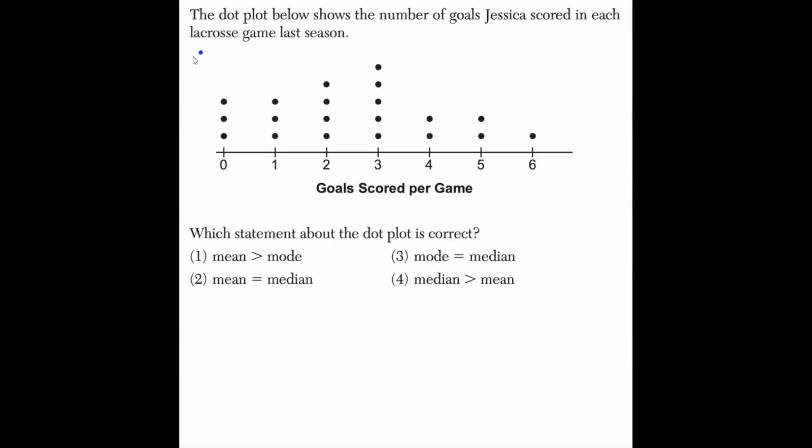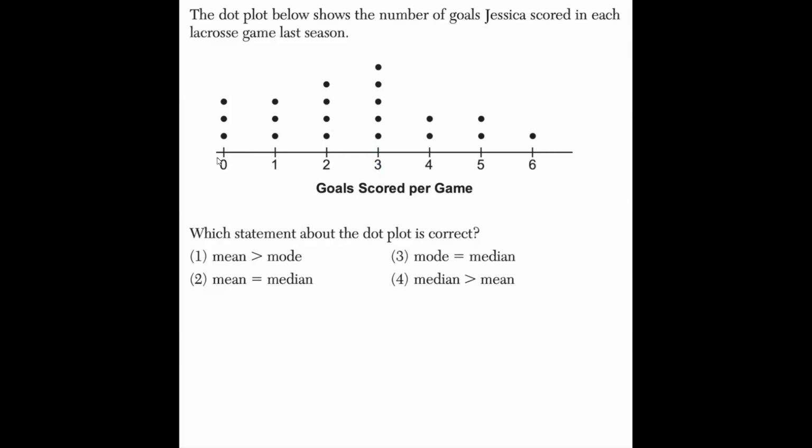Okay, so here we have a question about a dot plot, right? Now, it says the dot plot below shows the number of goals Jessica scored in each lacrosse game last season. First thing is just making sure I understand what I'm looking at. Goals scored per game. So there were 3 games where she didn't score. There were 3 games where she scored 1 point. There were, say, 1, 2, 3, 4, 5 games where she scored 3 points and so on.